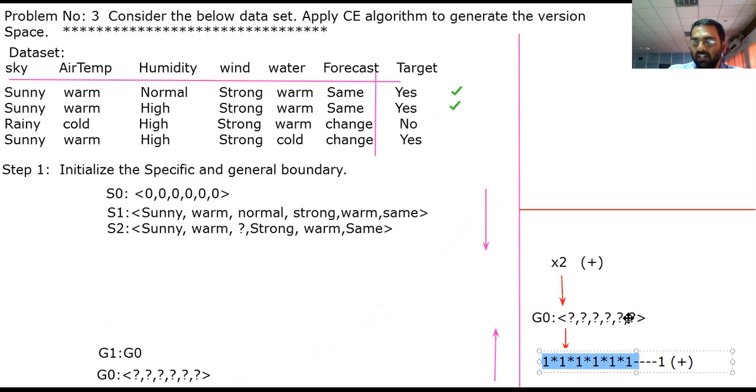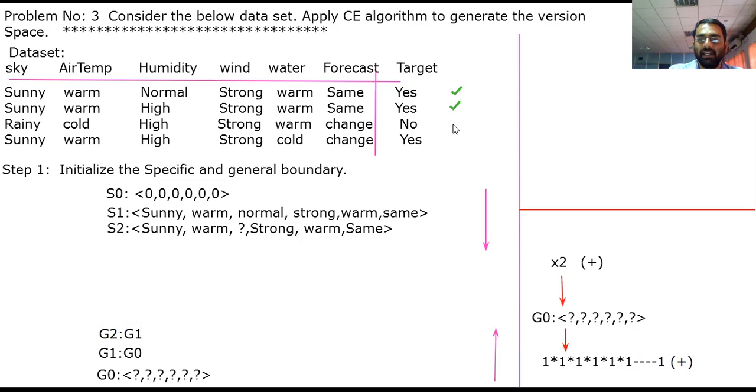Therefore, G0 classifies x2 as positive. Therefore, G0 understands what x2 is. To classify x2, this hypothesis is sufficient. So to classify the next instance x2, G1 is sufficient, or G0 is sufficient. Both are the same. So next I will consider the negative instance.